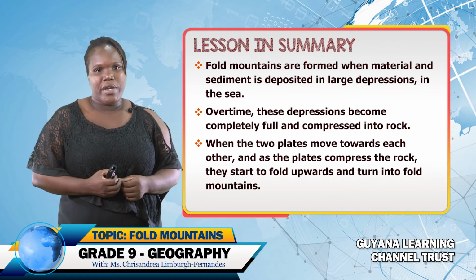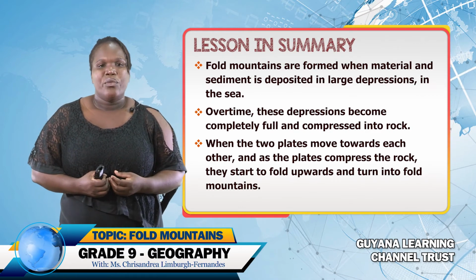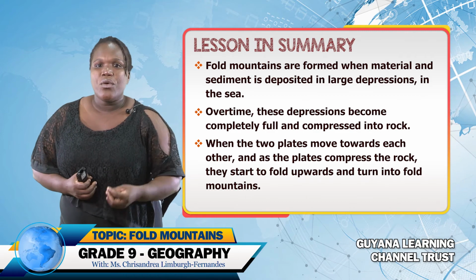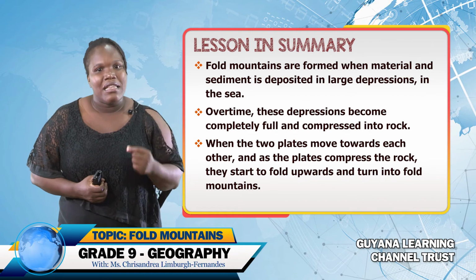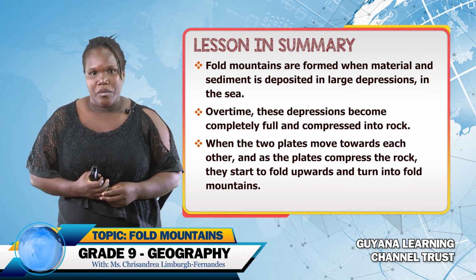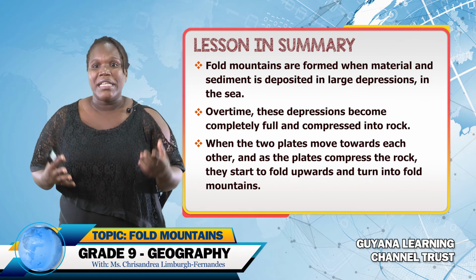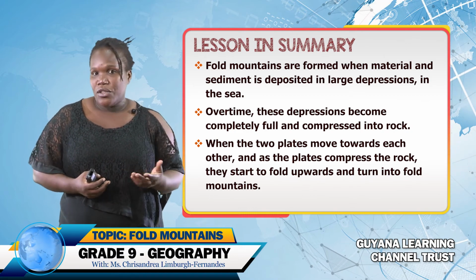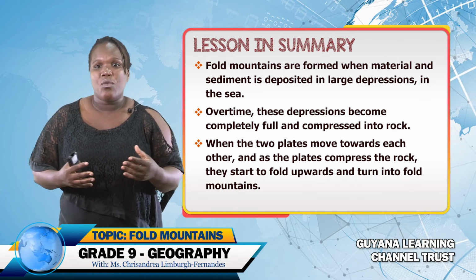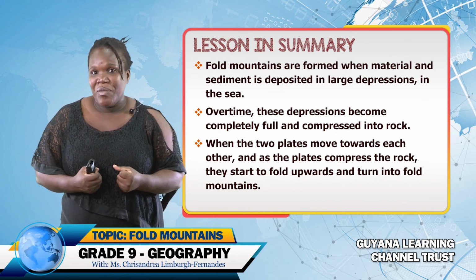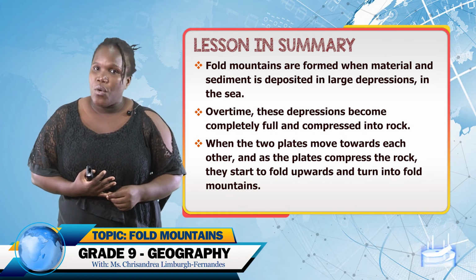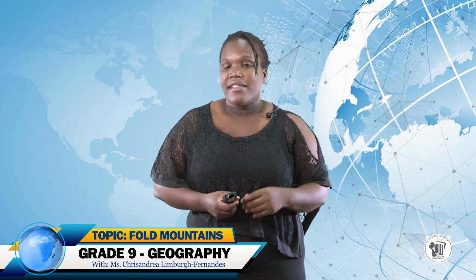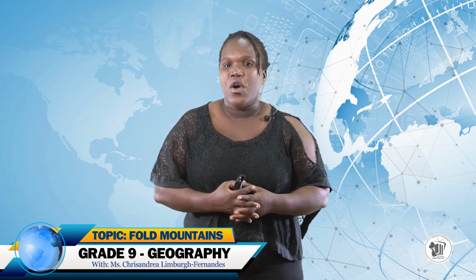Now our lesson in summary. In this lesson, we looked at fold mountains and we noted they are formed when material and sediment is deposited into the large depression in the sea. Over time, these depressions become completely full and compressed into rocks. When the plates moving towards each other compress them, they are forced upwards and turned into what is called fold mountains. This has brought us to the end of our lesson, where we looked at fold mountain formation.